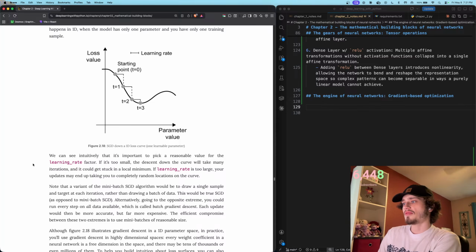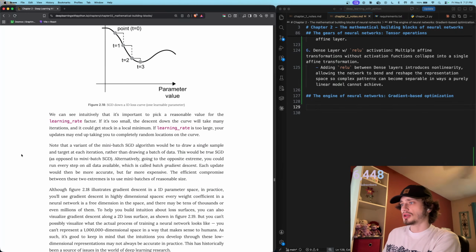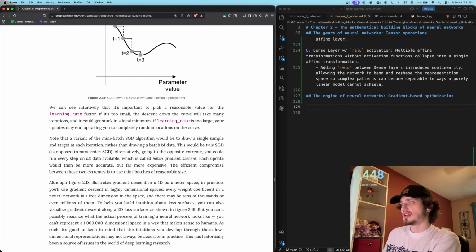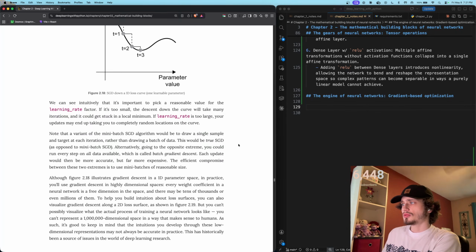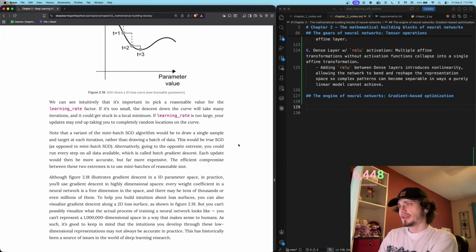Note that a variant of the mini batch SGD algorithm would be to draw a single sample and target at each iteration, rather than drawing a batch of data. This would be true SGD as opposed to mini batch SGD.